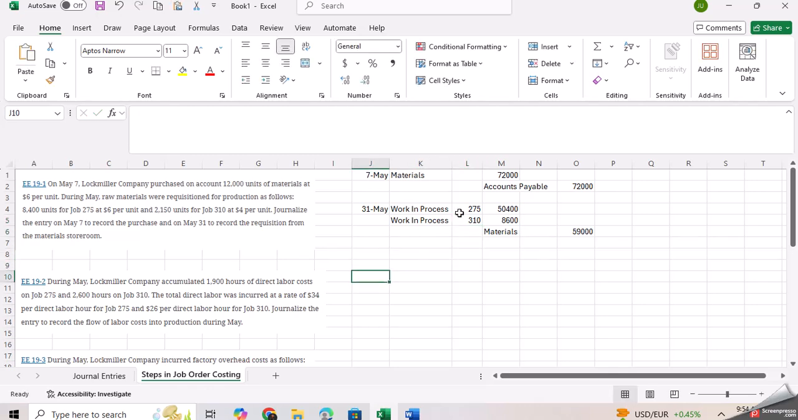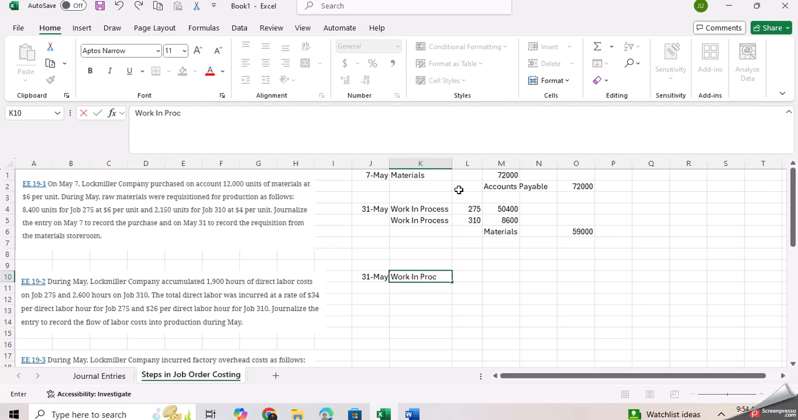Okay, so coming back down here to our labor. So 1,900 hours of direct labor to job 275, 2,600 hours to 310. The total direct labor was incurred at a rate of $34 per direct labor hour for the first job, $26 per direct labor hour for the second job. So again, we're at the end of May, and then we're going to go to work in process. And then for job 275, it was 1,900 hours times $34.